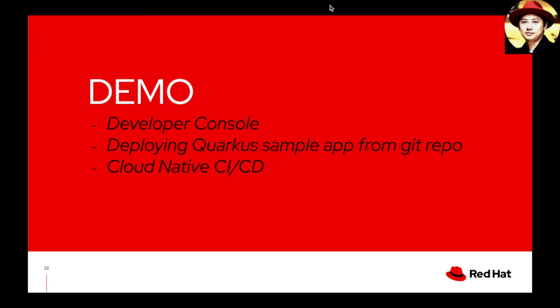I'm going to use the developer console of this OpenShift platform to show you how I deploy Java applications, and this sample application is built based on the Quarkus framework. Quarkus is the latest technology of Java which provides you better resource utilization, but at the same time gives you higher throughput. And I'll be touching on cloud native CICD as well, which is based on Tekton.